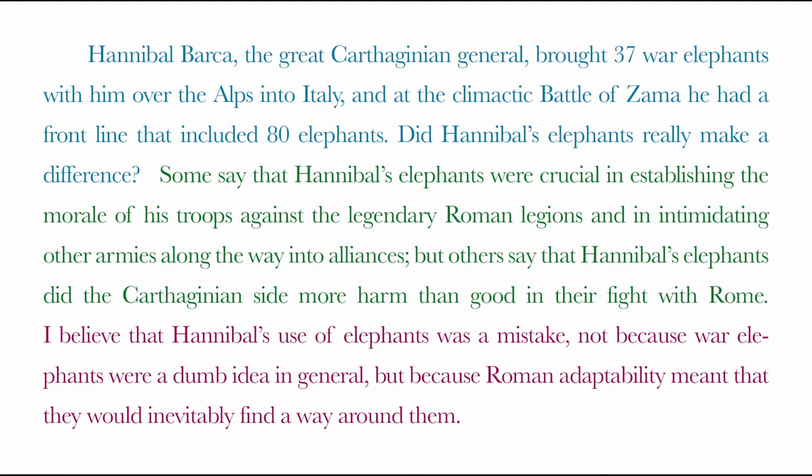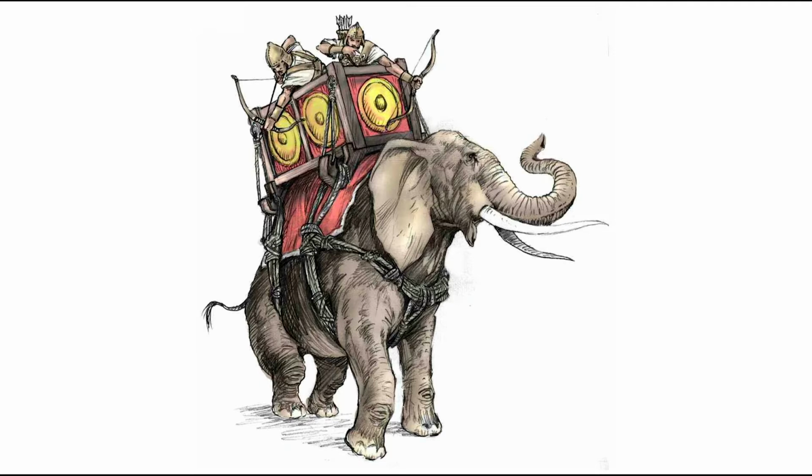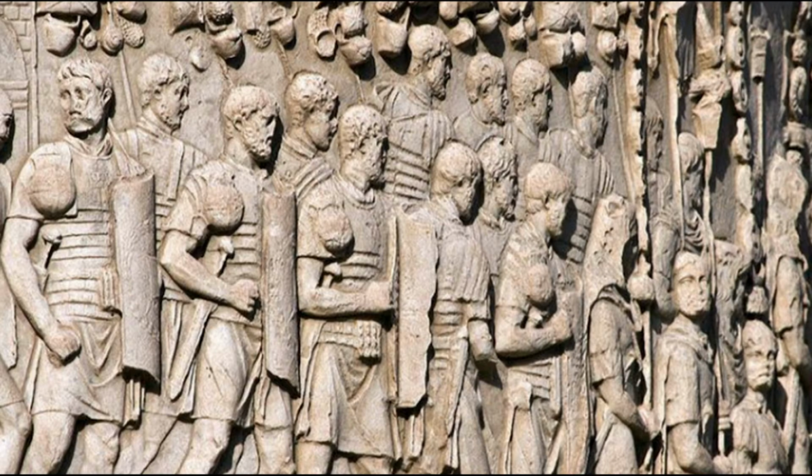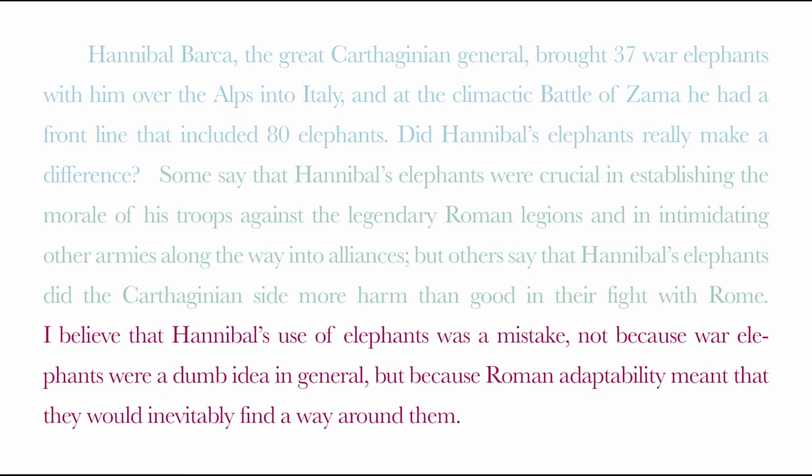The sample that I provide in the elephant pamphlet: I believe that Hannibal's use of elephants was a mistake, not because war elephants were a dumb idea in general, but because Roman adaptability meant they would inevitably find a way around them. And this provides the path for the rest of your paper. You discuss the use of elephants in warfare having been effective because your focus is that it was a bad idea to use them against Romans. And you talk about Roman adaptability, and then you talk about how the elephants failed in their use against the Romans. You have your 3 sections laid out in your thesis.